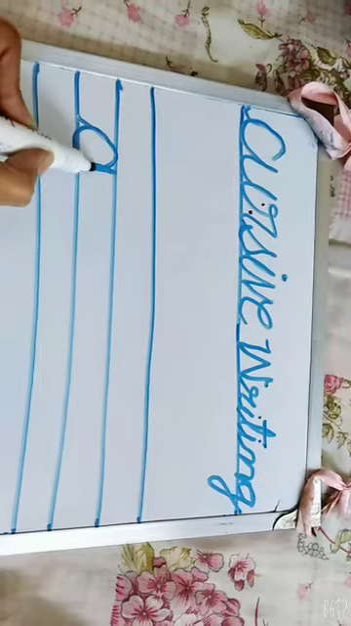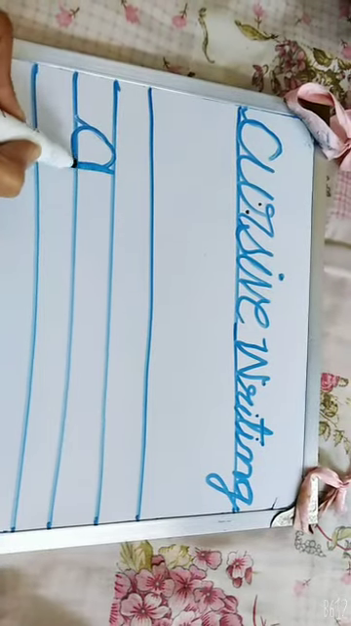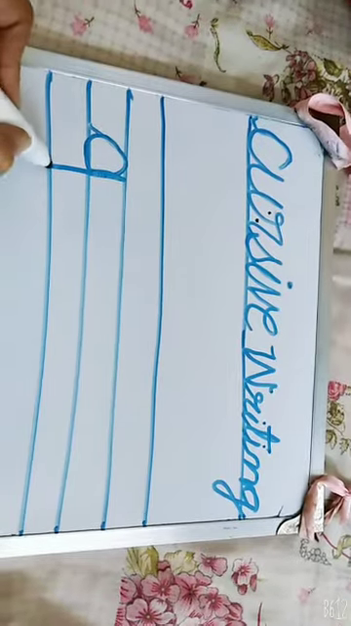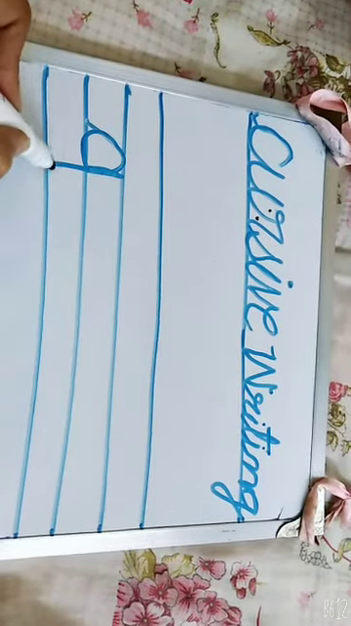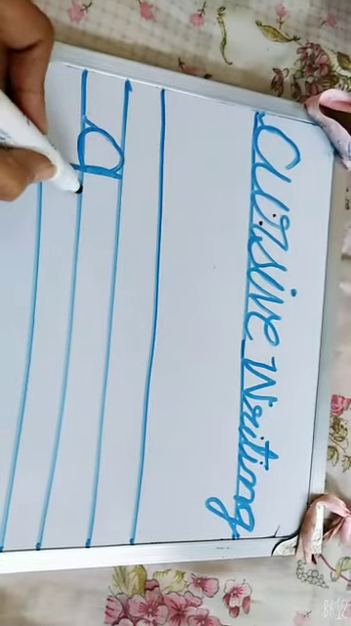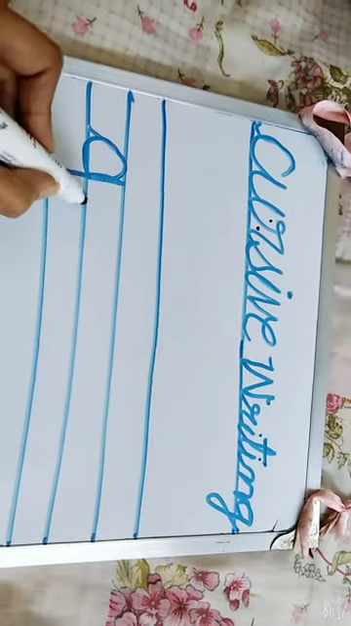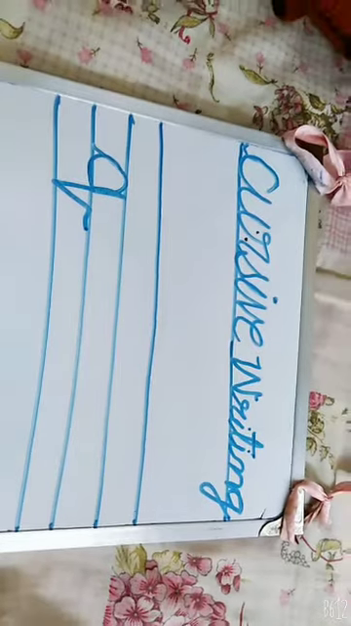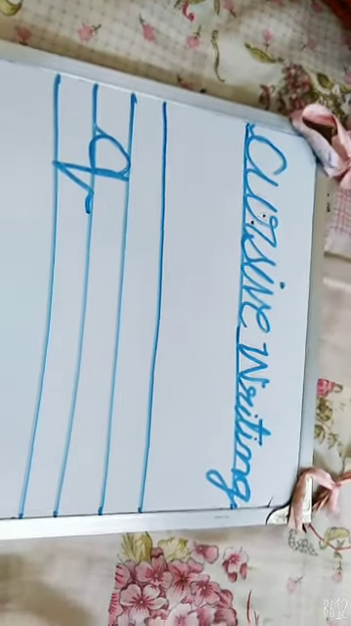Touch the second line again, touch the third line, then come down to the fourth line, and now move your marker upward on the third line, and now leave the line here. Now pick up your marker. Here is lowercase character Q.